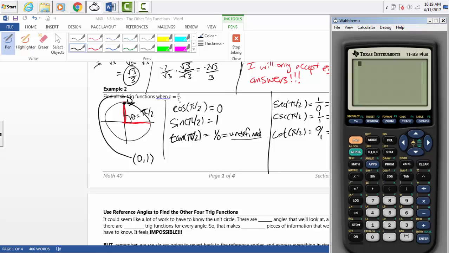One thing is that if you are going to use your calculator just to give you a sanity check, your calculator only has the 3 functions, sine, cosine, and tangent. It doesn't have cosecant, secant, and cotangent. Well, how do you find cosecant? Remember, cosecant is defined as 1 over sine. So if I wanted to do cosecant of pi over 2, I would do 1 divided by sine of pi over 2. That's how you would do the cosecant and secant and cotangent.